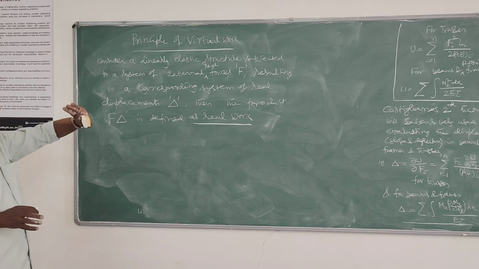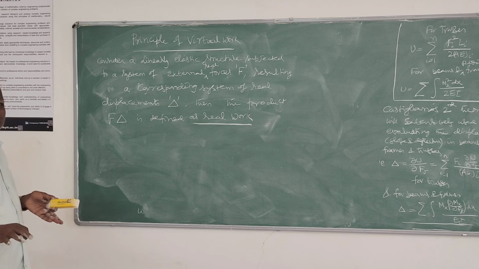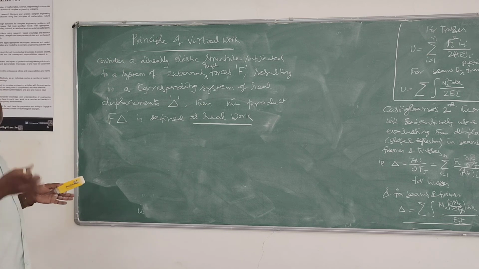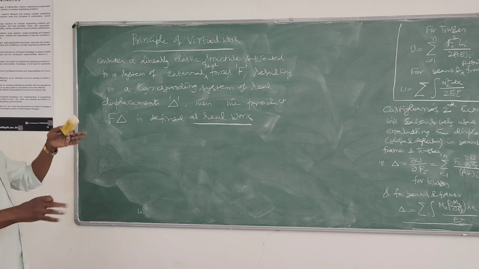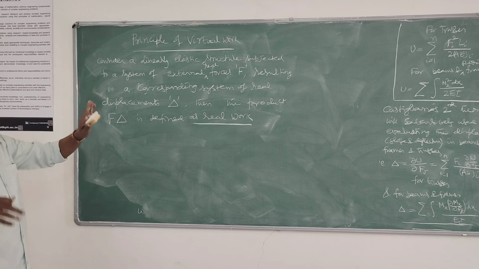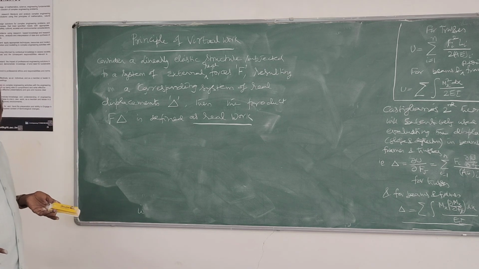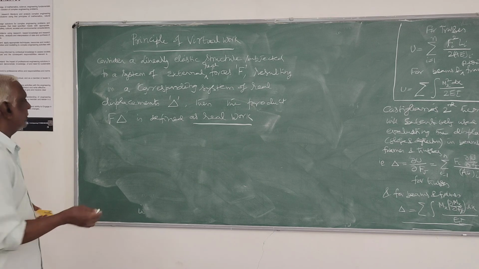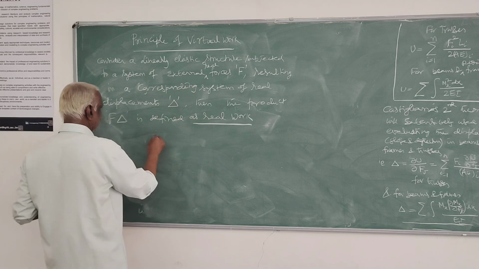Now, virtual work means an imaginary or dummy or fictitious force is applied, causing a fictitious or imaginary displacement. As you have seen in the conjugate beam method, it is an imaginary beam, similar to your original real beam. Here we say virtual work, on account of a virtual or imaginary or fictitious force and fictitious displacement.